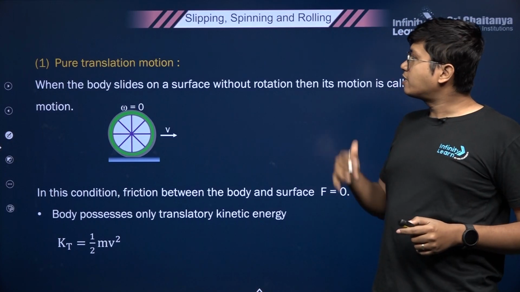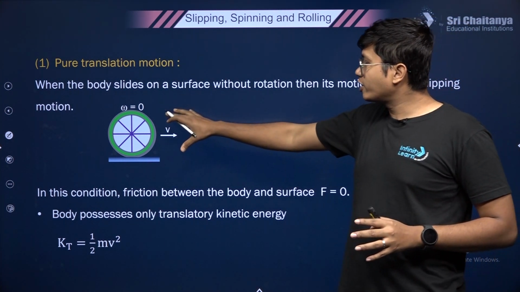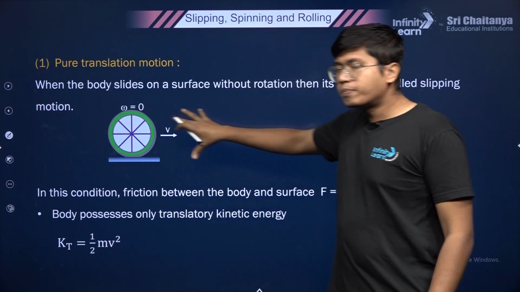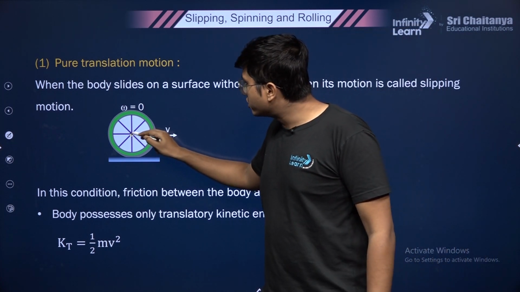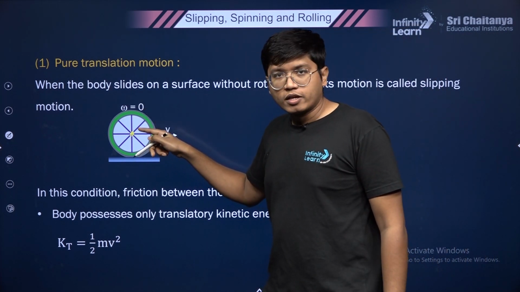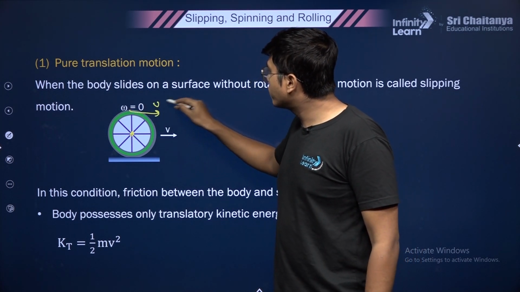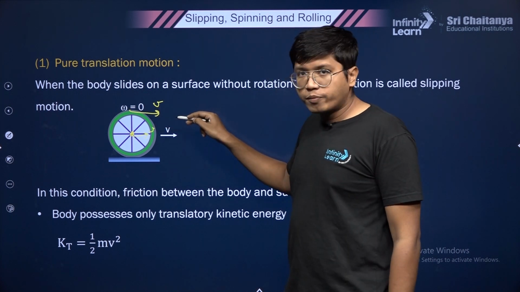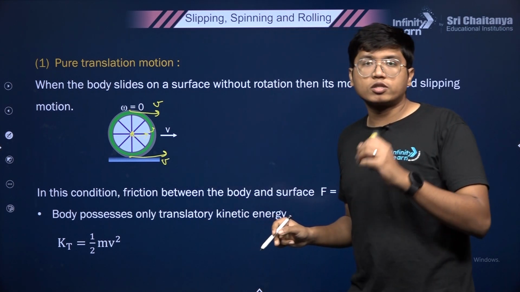First part is pure translational motion. Now in pure translational motion, whether you have a wheel or an object or anything, pure translation means it moves as a whole in one direction. There is no rotation about that central point. So all of the points have the same velocity. If this central point moves with the velocity v, even the top point moves with the velocity v, even the bottom point moves with the same velocity v.